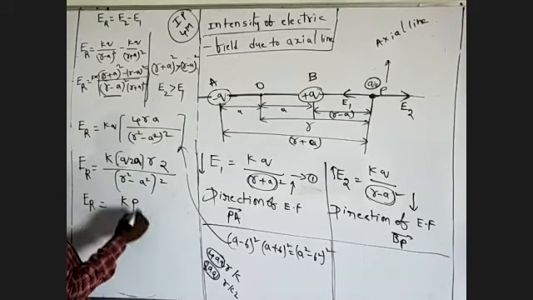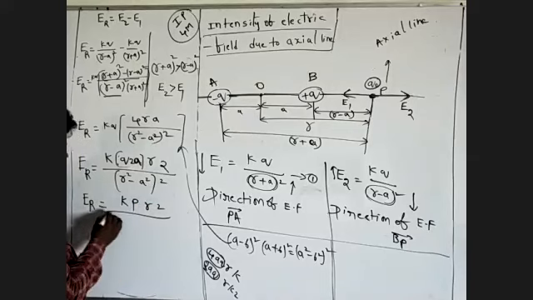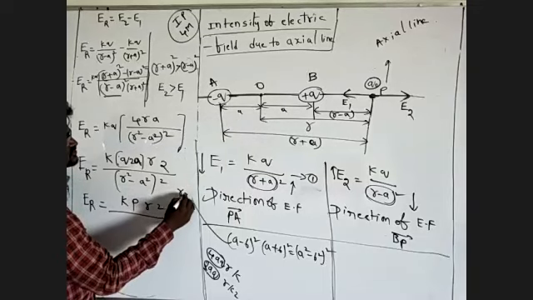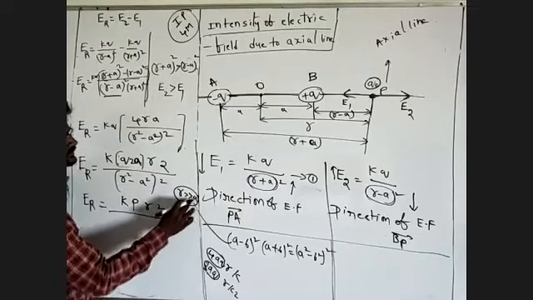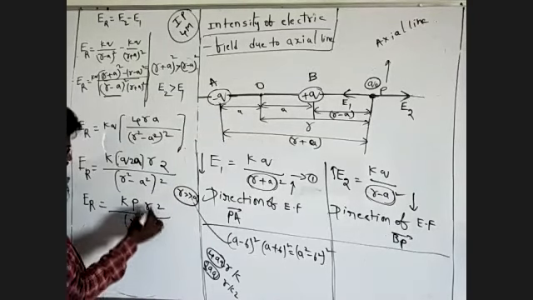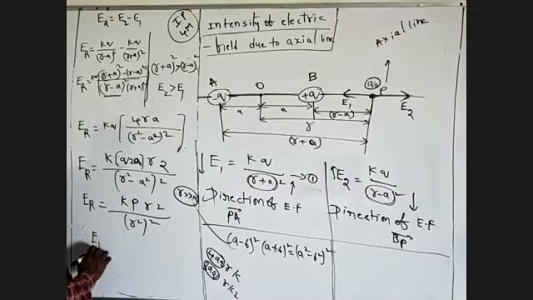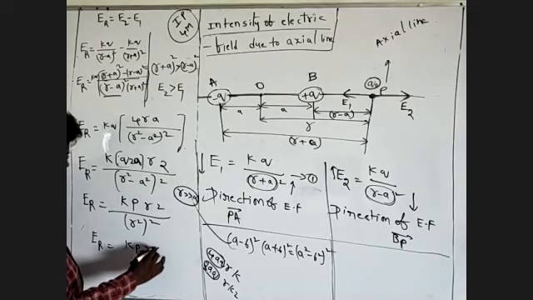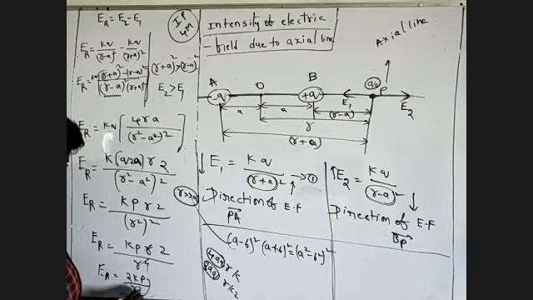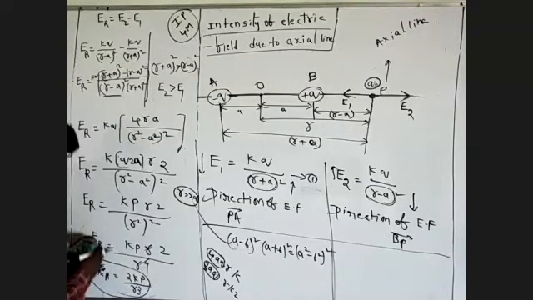This is what we call dipole momentum. This is R squared. Now R is much greater than A, so A should be neglected. The small value is neglected. This is R squared whole squared, and A squared is neglected. So finally E_R is equal to K P R into 2 by R to the power of 4. R cancels. Now E_R is equal to 2KP by R to the power of 3. That is your answer.